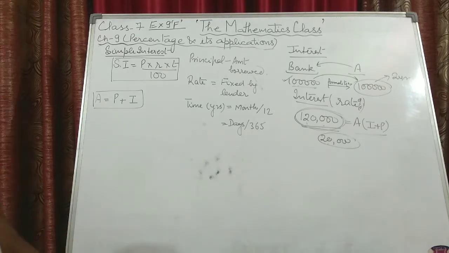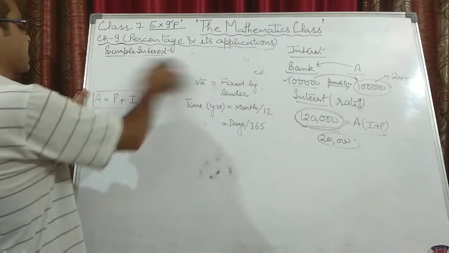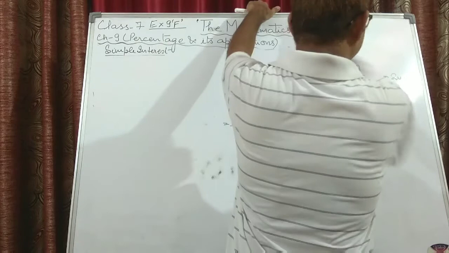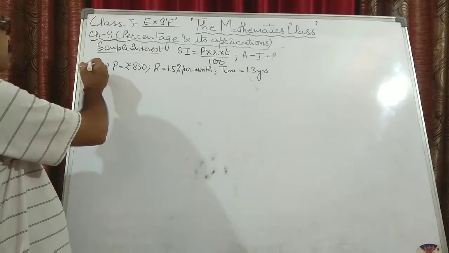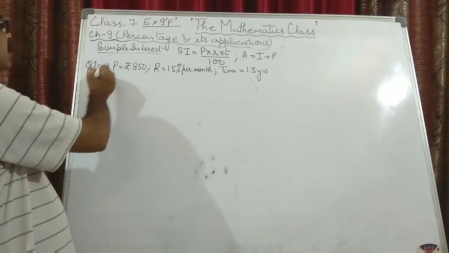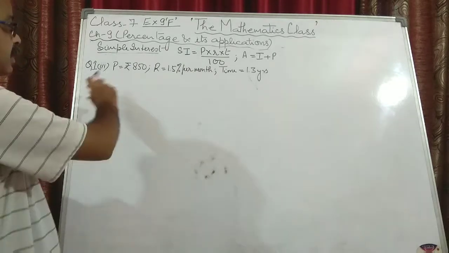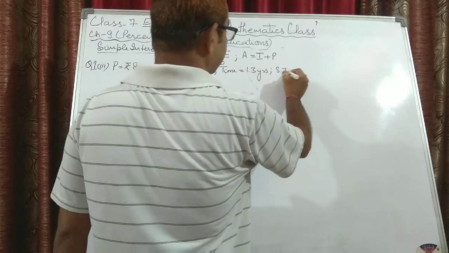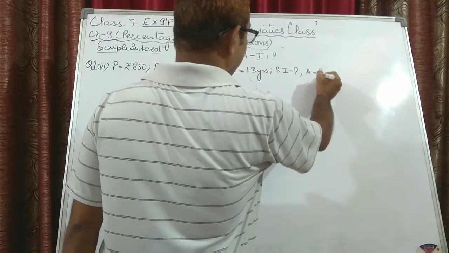Now we move on to the questions. Let's see what is there. First of all, we'll just write the formula properly and then we'll start. I have taken question number 1, third part of exercise 9F. They say find the simple interest and amount. So we have to calculate simple interest and amount, both these things.